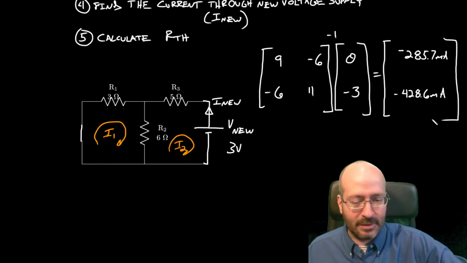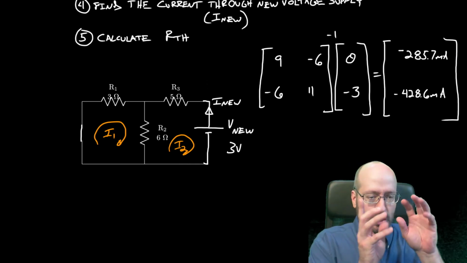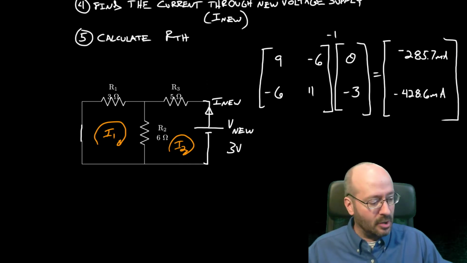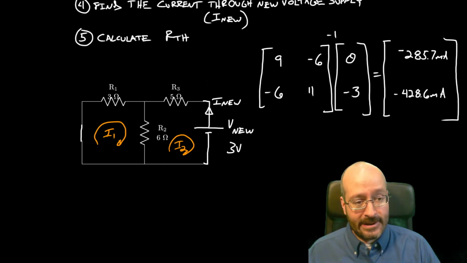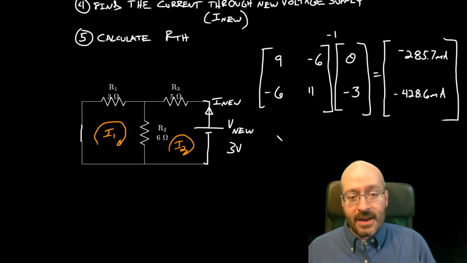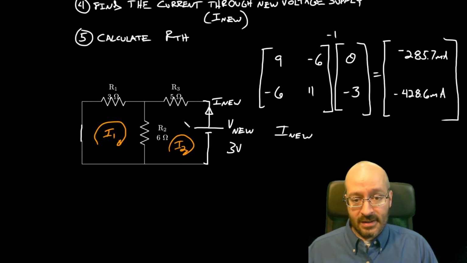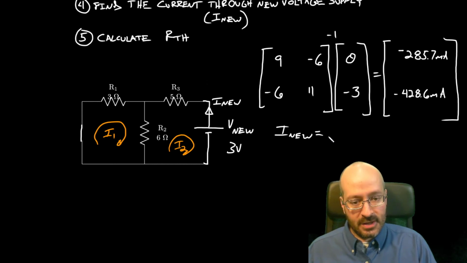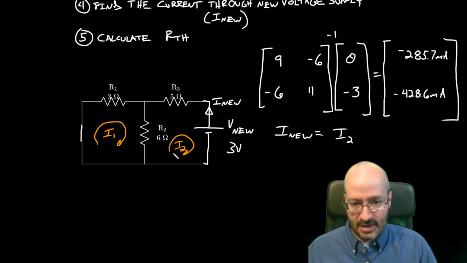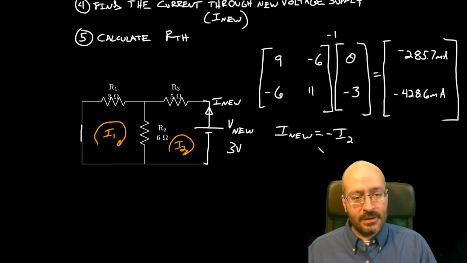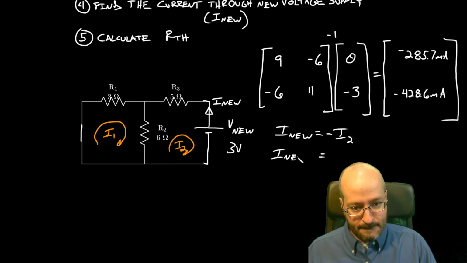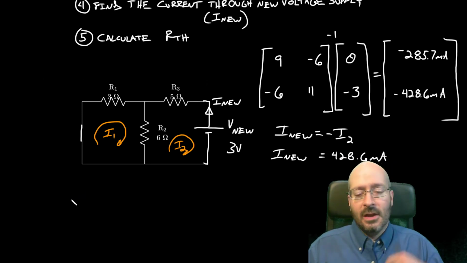Think back to the beginning of the semester. How long would that have taken you? Crunching it all down to one resistor, crunching them all back up. Now you're fast and you're accurate. I love it. Okay, we find I new by saying, does I1 touch I new? Nope. Does I2? Yes, it does. Does it flow in the same or the opposite direction? It flows in the opposite direction, so we find that I new is equal to 428.6 milliamps.